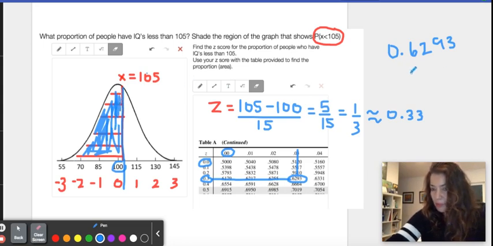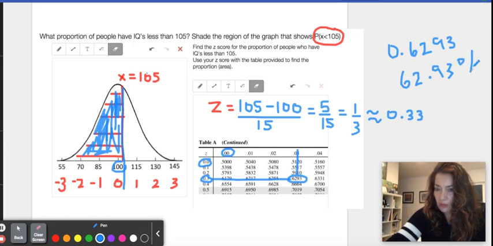But if we convert this to a percentage, that would be 62.93%. So the proportion of people who have IQs less than 105 would be 62.93%. And we'll do more examples in class when I see you.